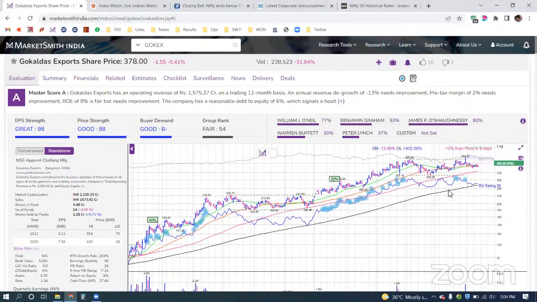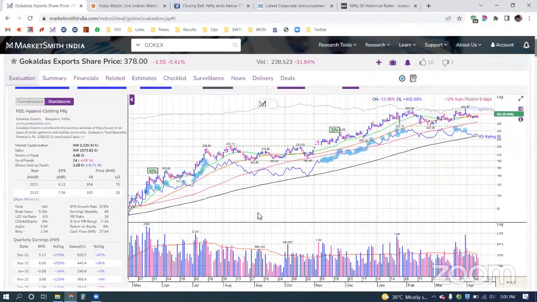So again, a really good stock. In terms of the rating, the EPS rating is 98. If we track it on 100, it is among the top three stocks in terms of EPS rating. Your price strength is also superb at 88, along with your buyer demand. The shares held by funds are also increasing.